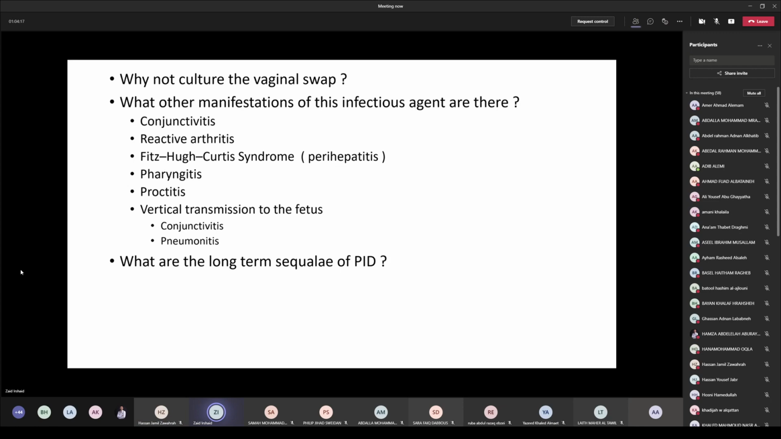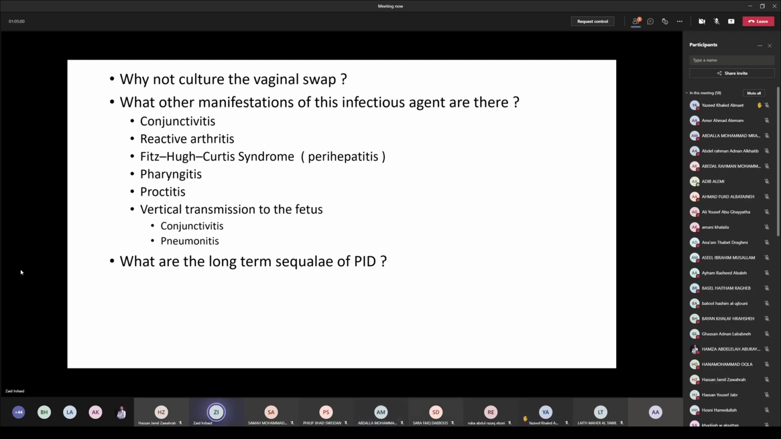Now, in regards to the other aspect of PID, are there any long-term sequelae of PID? Laith, if I remember correctly, said ectopic. Was it Laith or someone else? Anyhow, Sarah? Doctor, maybe infertility. Okay, so it could indeed cause infertility and ectopic pregnancy. Is there something else these ladies are at risk of? Doctor, tubo-ovarian abscess. Tubo-ovarian abscess with chronic pelvic pain.